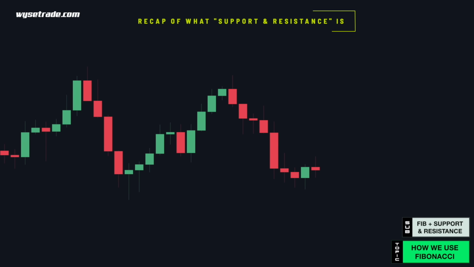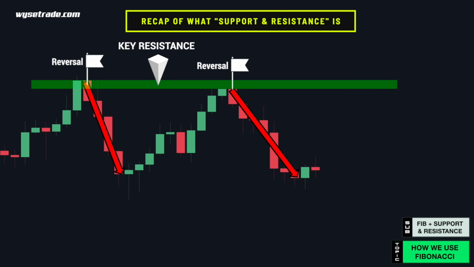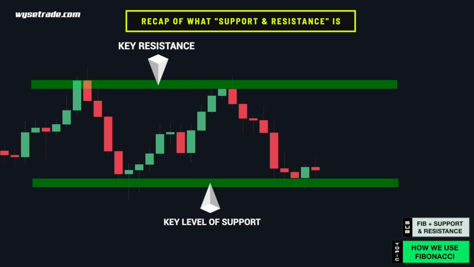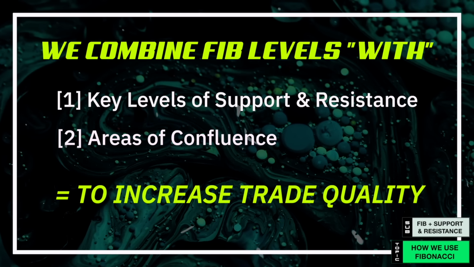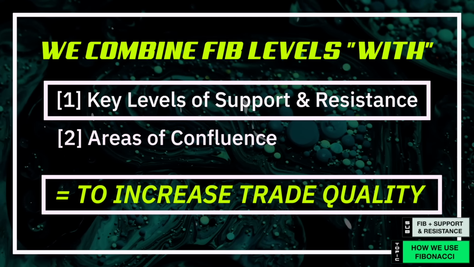First, let's quickly recap what key levels of support and resistance is. Key levels of support and resistance are levels where price has reacted to, bounced from, or reversed from in the past. This matters because if price reacted to these levels in the past, there is a chance that price will react to them again in the future, meaning possible trade opportunities arise at these levels. Now, back to the first way we use Fibonacci, which is combining Fibonacci levels with key levels of support and resistance to increase trade quality.